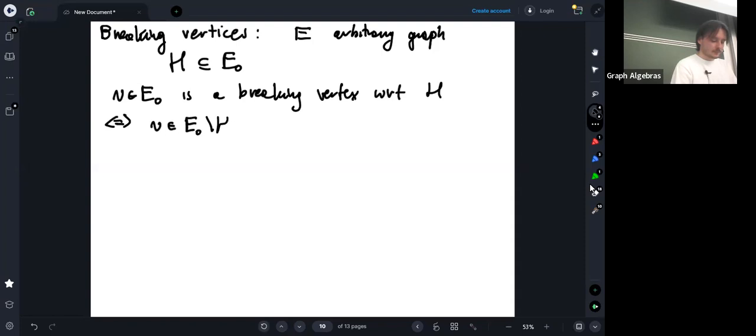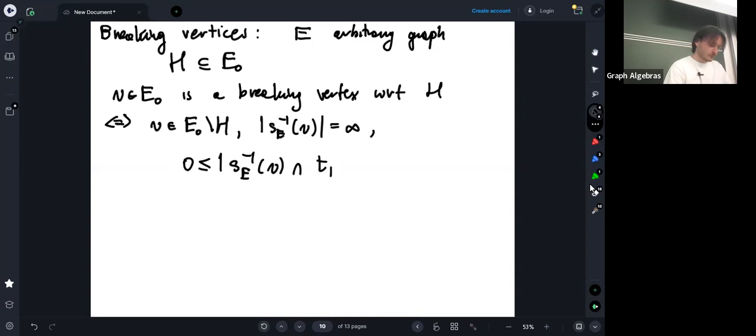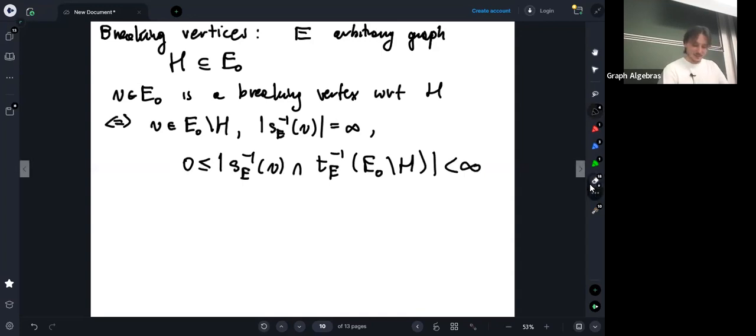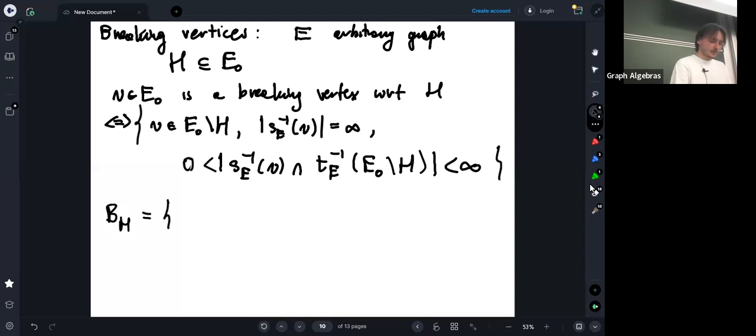Okay. Then it has to emit infinitely many arrows, but only finitely many outside of H. So this. I think you need strict inequality. I was thinking about it while I was writing it down, and yeah, this is why I hesitated. But thank you. So you probably saw my hesitation. Came to the rescue. Okay, so that's the condition for being a breaking vertex, and then we have this notation that breaking vertices with respect to H, we call this set B_H.